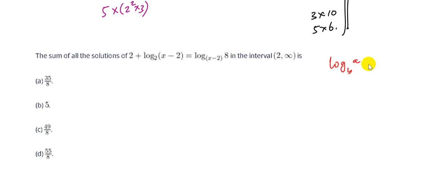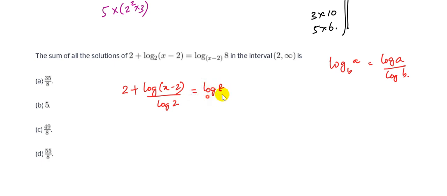So log a to the base b is log a by log b, right? Yes, I know. So what will be this one? 2 plus log of x minus 2 by log 2 equals log 8 by log of x minus 2, and log 8 can be written as 3 log 2, so 3 log 2 by log of x minus 2. Now solve this. It's a very simple equation to solve.